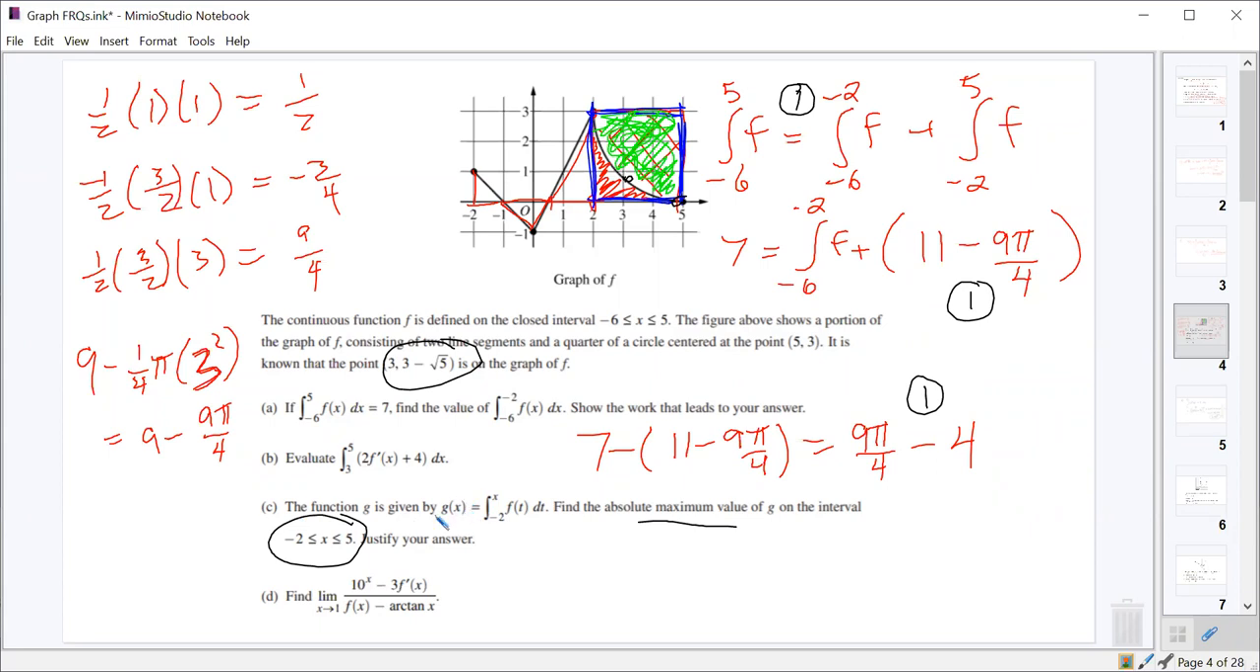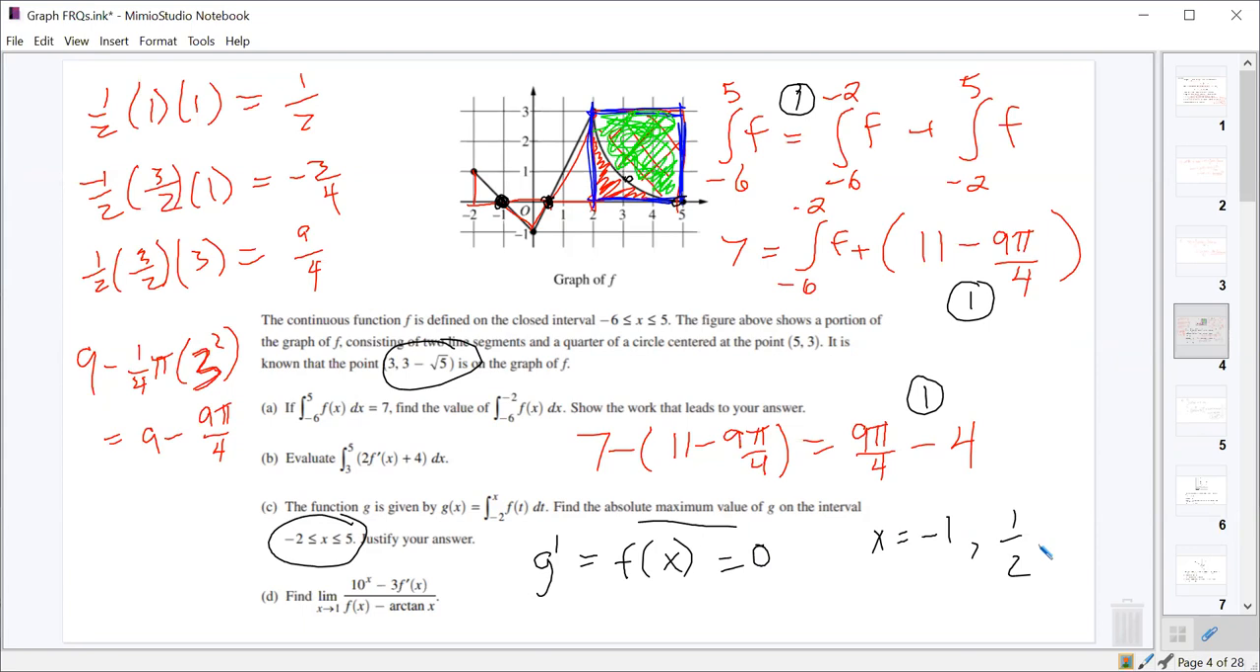So what are the critical values of G? Well, G prime should just be what? What's the derivative of this? It's just f, right? G prime is just f. G prime is f of x. So when does this equal 0? When is f 0 or when is f undefined? 0 here at -1, and again at 1/2. Two critical values, -1 and 1/2.